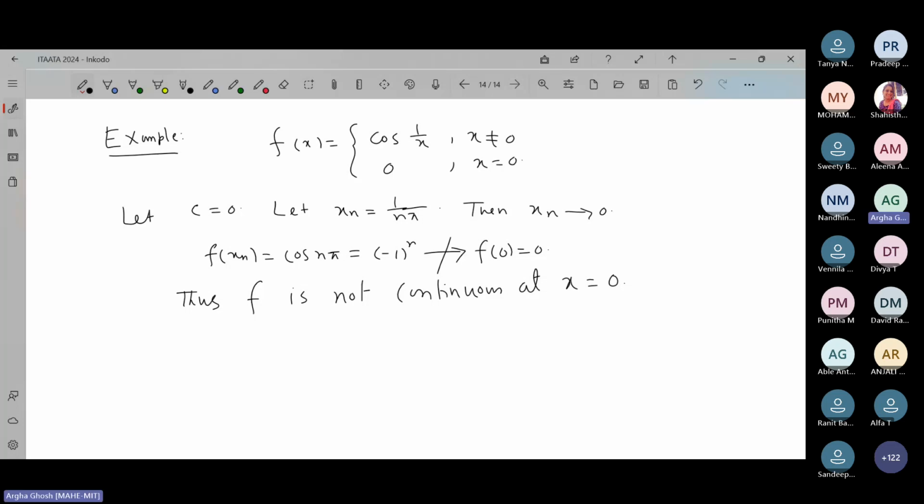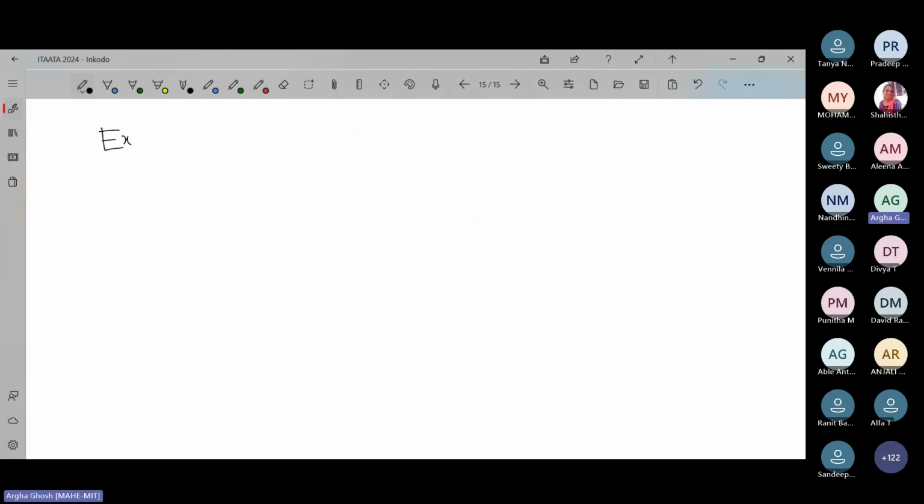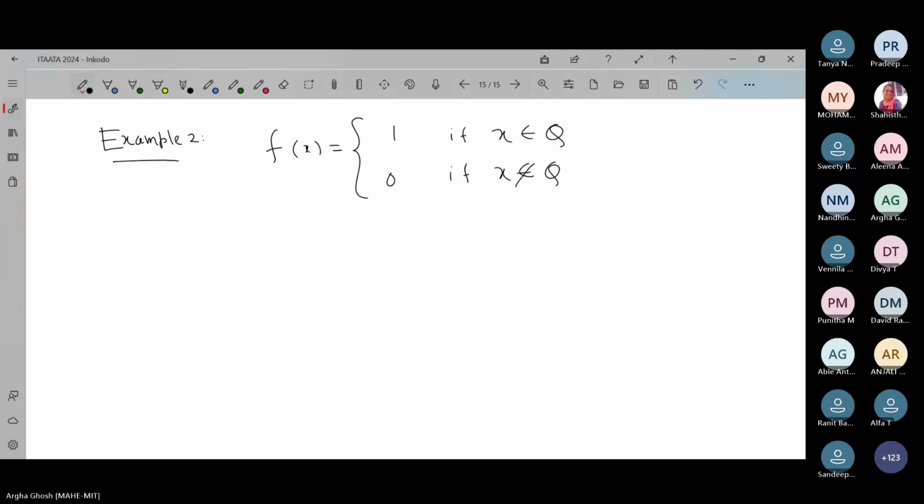Okay, another example. f(x) equals 1 if x belongs to the set of all rational numbers, and 0 if x does not belong to the set of all rational numbers. So now let's discuss the continuity of the function.